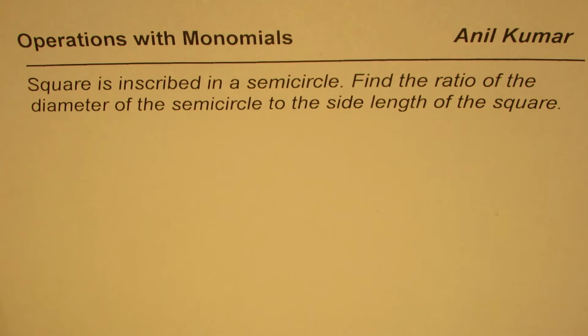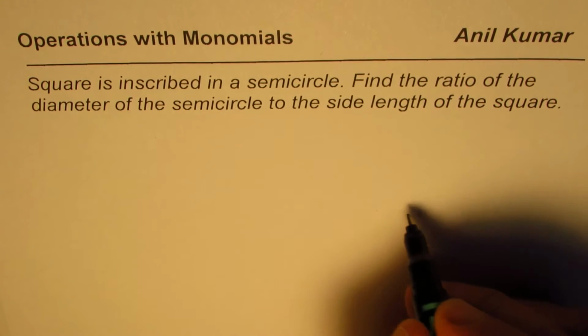The question is, a square is inscribed in a semicircle. Find the ratio of the diameter of the semicircle to the side length of the square. You can pause the video, answer the question, and then look into my suggestions.